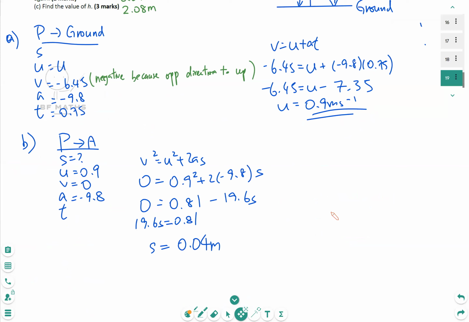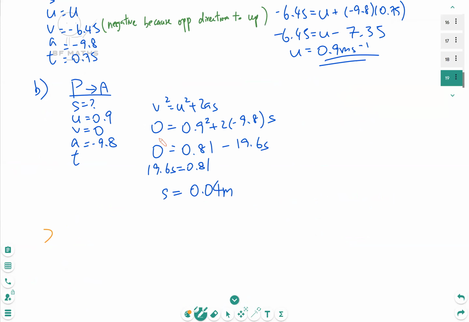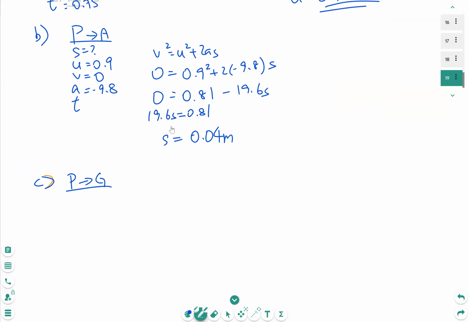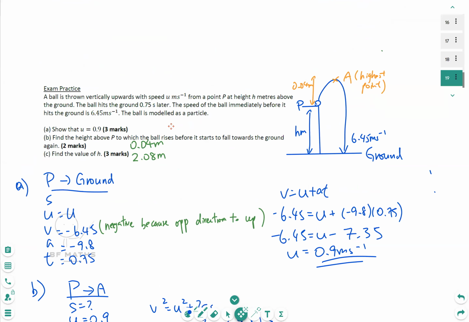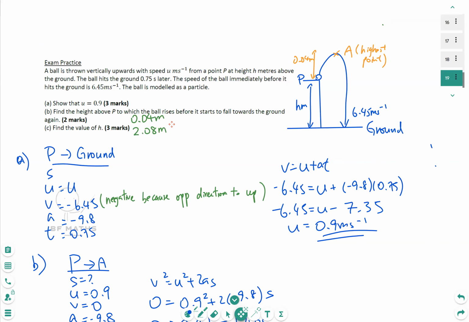Okay, part C. So we want to do from P to G. Let's substitute that. Now, from P to G, what's the displacement? If the displacement going upwards is positive, then surely coming back down will be negative. So the answer from P to G, what should we put in terms of H?